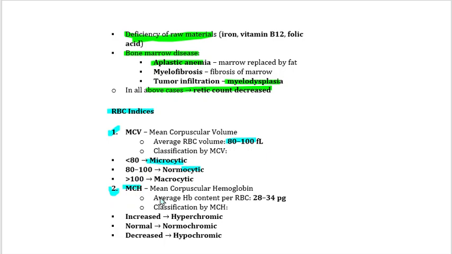MCH is the average hemoglobin content per RBC. Normal is 28 to 34 picogram, and based on this we can also classify the anemia. If the hemoglobin is increased, it is called hyperchromic. If normal, normochromic, and if it is decreased, it is called hypochromic. But the first one, hyperchromic, is very rare, but it can occur, for example, maybe in polycythemia.